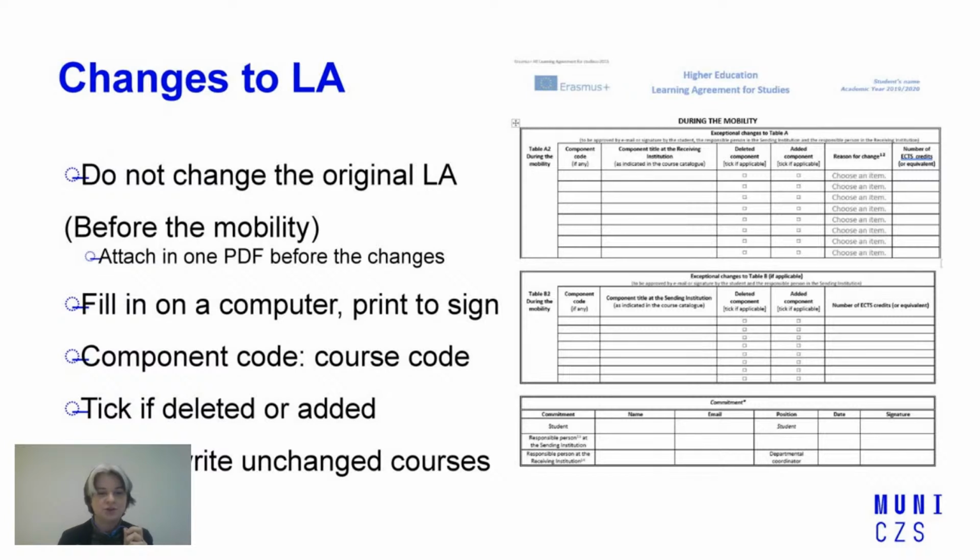Once again, don't change the original learning agreement. Sometimes it's called before the mobility. The changes just tag along to the original, usually as a second page. You just add another page to the document. You can fill it on a computer, sign the page that you need to sign, and then scan it. Theoretically, ideally, you don't need to print out the whole document. You just need to print out the one page that you're signing, scan it back, and then use a PDF editor to Frankenstein both of these documents together.